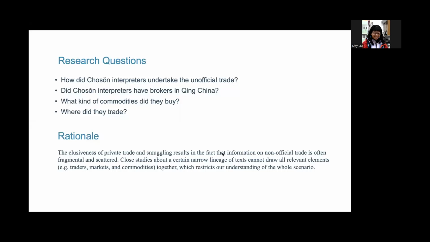And by the way, I would also like to explain why I focus on Chosŏn interpreters as the main character for unofficial trade in Chosŏn. This is because Chosŏn interpreters were officially assigned to be the traders in the Chosŏn embassies. So when the Chosŏn government dispatched embassies to Qing China, they always asked Chosŏn interpreters to conduct trade for the entire embassy. This is, of course, because they were good at speaking Chinese, and they were able to communicate with local people there. So scholars in Korean studies sometimes call Chosŏn interpreters interpreter-traders, because they have a strong feature of being a trader in the Chosŏn dynasty.